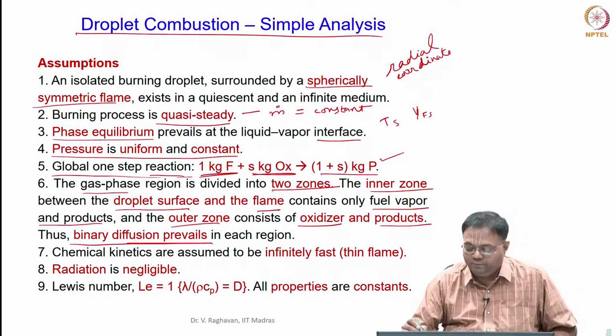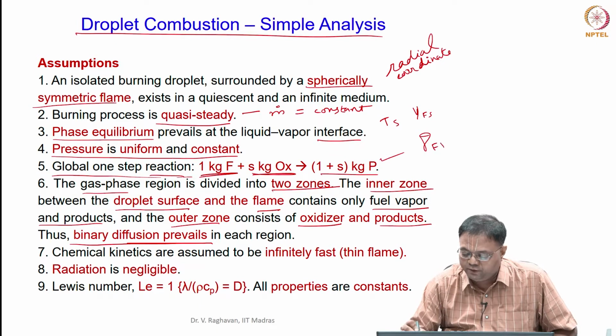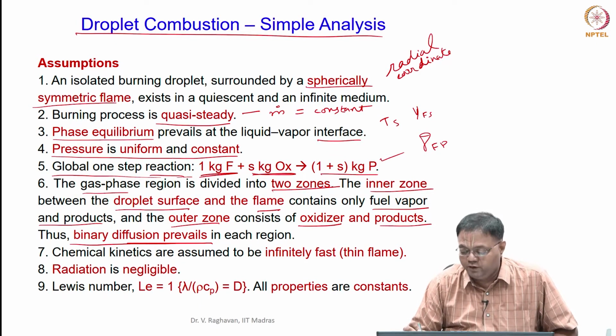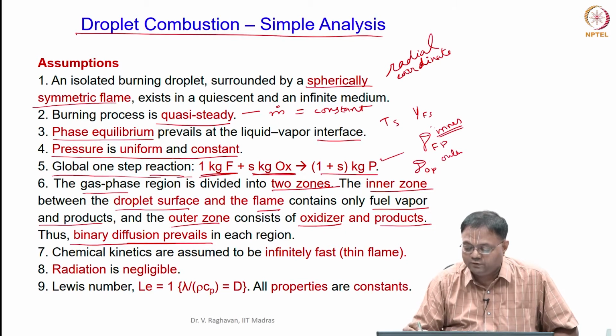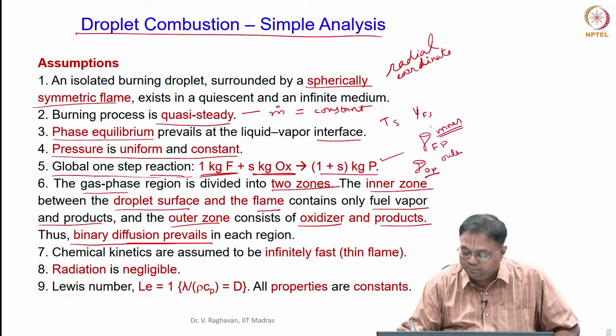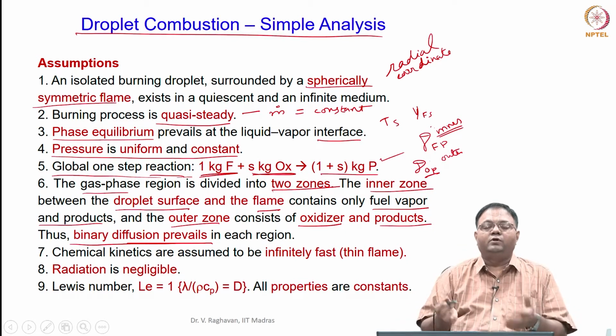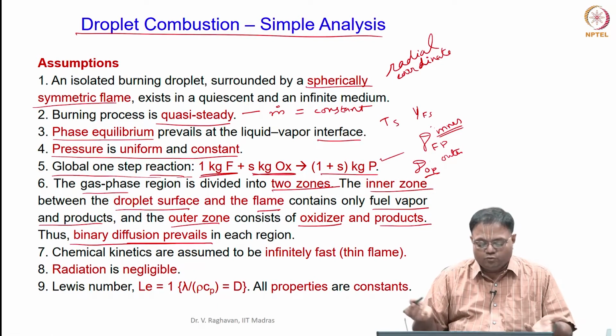So, for example, in the inner zone I can say DFP is the binary diffusivity. In the outer zone I will say DOP, for oxidizer and products. That's it. So, this binary diffusion can be invoked, and there is no need of creating any special diffusion coefficient.